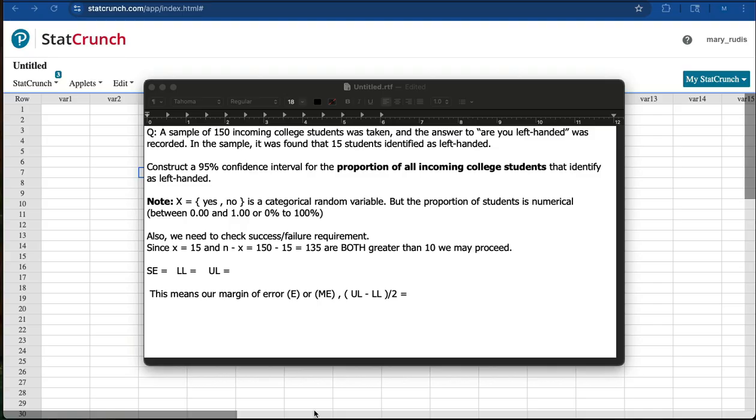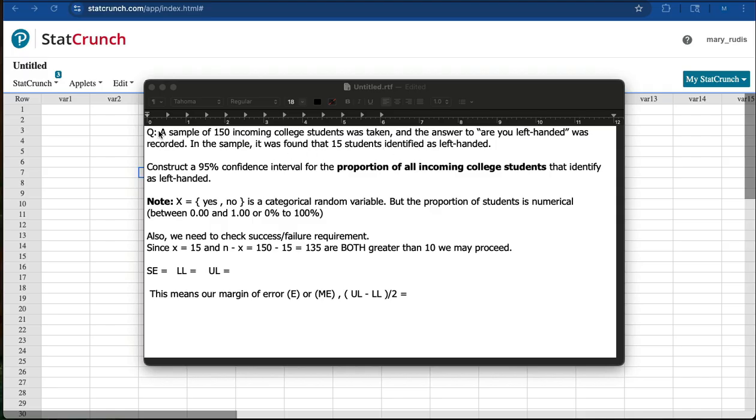And this is following our test for normality, but we don't need to do tests for normality on a proportion because of the central limit theorem. So let's look at the question that we're going to answer today. We want to infer something about the population when we have a sample.